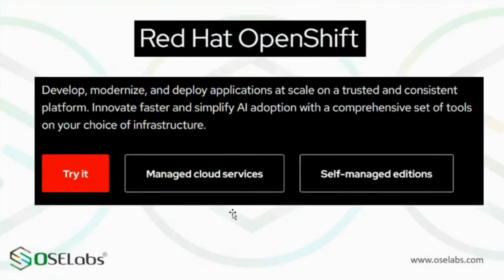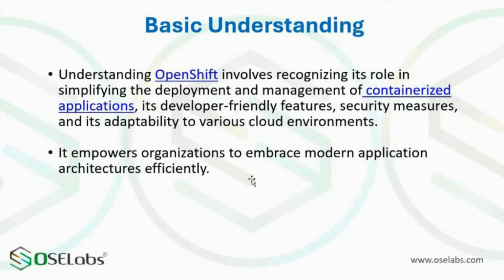So Red Hat OpenShift, I have taken this from the OpenShift web page. It says: develop, modernize, and deploy applications at scale on a trusted and consistent platform. And you can also see it is now integrated with AI. So that is another advantage in OpenShift right now. Some basic understanding: its role in simplifying the deployment and managing of containerized applications. That's what I was talking about, right?